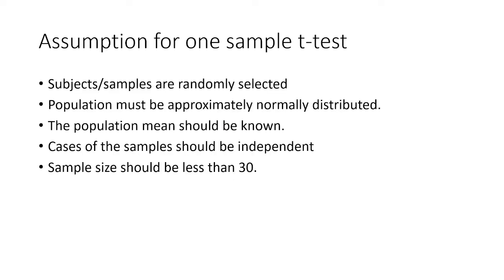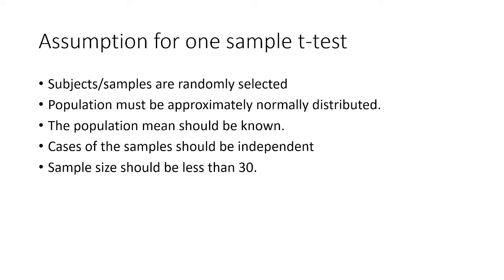And here are the assumptions. As you may notice here, they are almost the same. For the t-test, your subjects or samples must be randomly selected. Also, the population must be approximately normally distributed. The word approximately is the only difference between the z-test and the t-test.